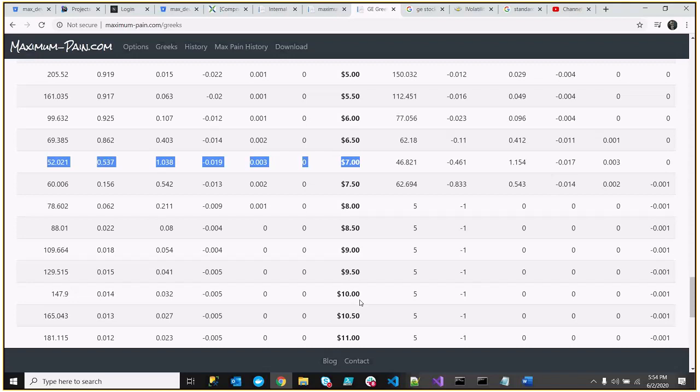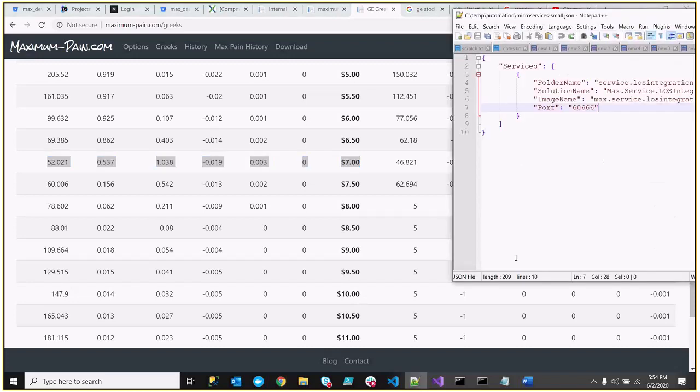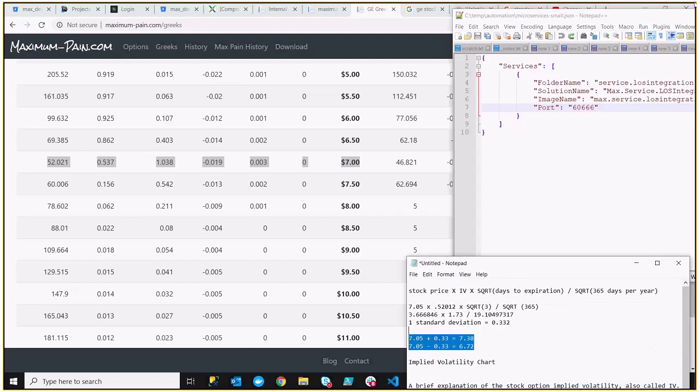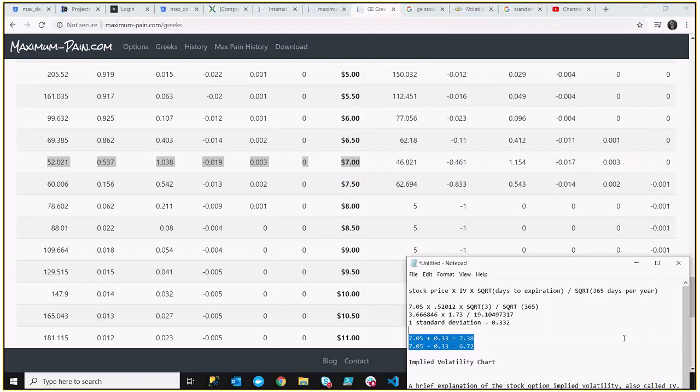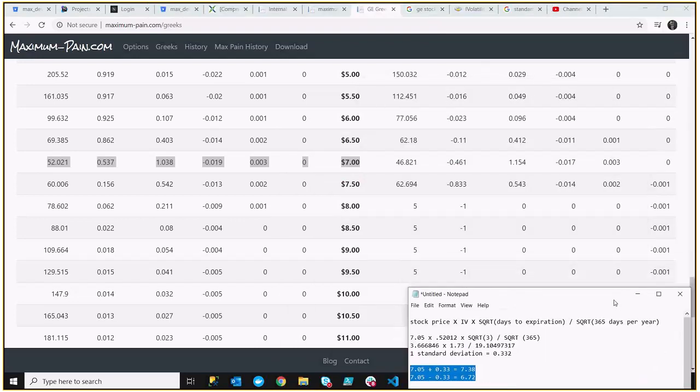So let's take a look at the math real quick. So our formula is really the stock price times the implied volatility times the square root of the days to expiration divided by the square root of 365. We plug in the $7.05 price, we plug in the IV, we got 3 days to expiration, we got 365. We can work the math out, and it basically comes down to 33 cents.